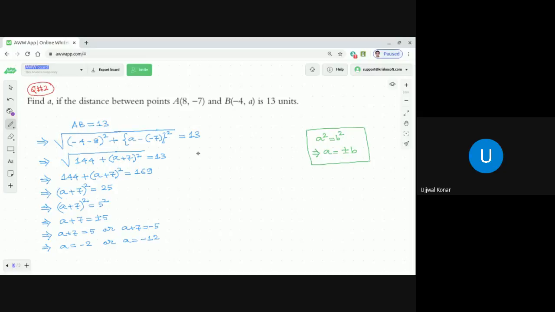If I use a different color, we get A is equal to 8 comma minus 7, and B we got minus 4 comma minus 2. Correct or not? Or minus 4 comma minus 12. Now you get an isosceles triangle. Yeah, could be. Very well said, absolutely. So if you plot into the Cartesian coordinate system, how would the points look? Let's have a look into it.